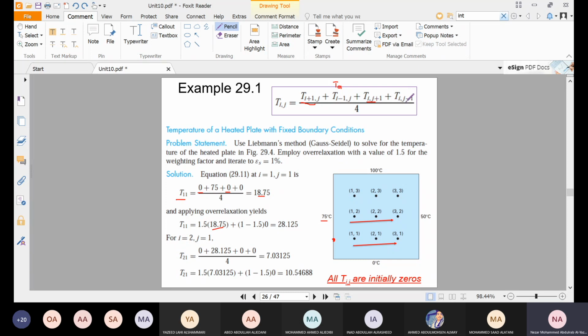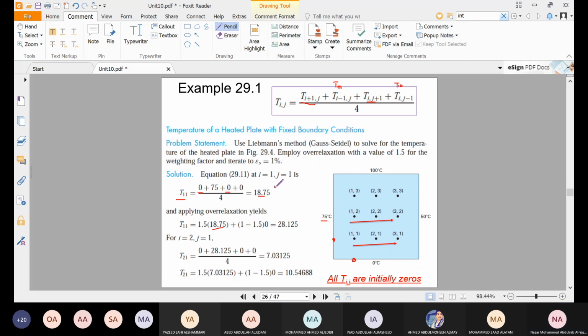This one is Ti,j minus 1, with I equal 1 and J equal 1, so here we have T1,0. T1,0 is the node at this point. If this is the node, you take the sum of the surrounding nodes: this node, this node, this node and this node. This is unknown, this is initially 0, this is initially 0, this is 0, and this is 75. So you take 0 plus 75 plus 0 plus 0, over 4. You get 75 over 4. So this is the value.